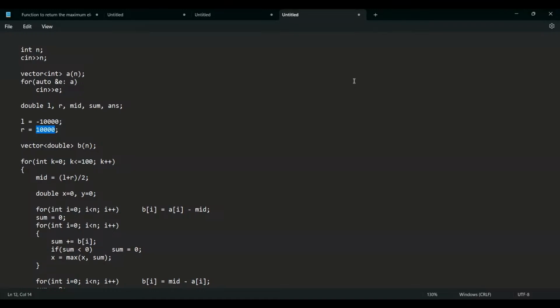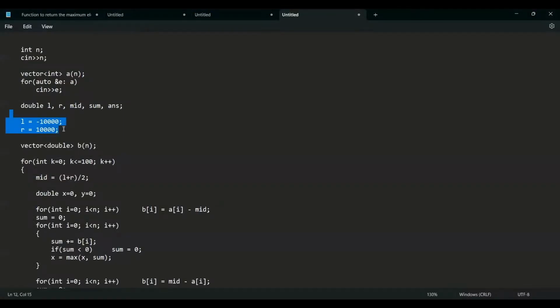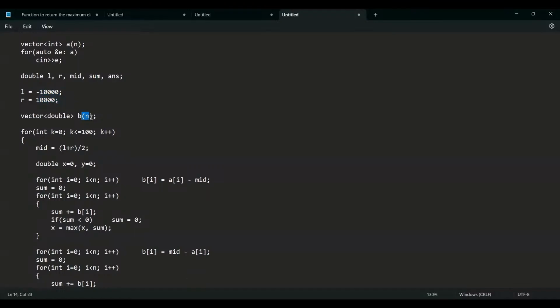If you take x outside this range, it's of no use, because each value will either turn out to be more than 0 or less than 0. See, if you look at the problem statement, the values in the array are in this range. The absolute value is less than 10,000, so the values are between minus 10,000 and 10,000. So now my low and high are up to this. Now B is a new array that I'm creating.